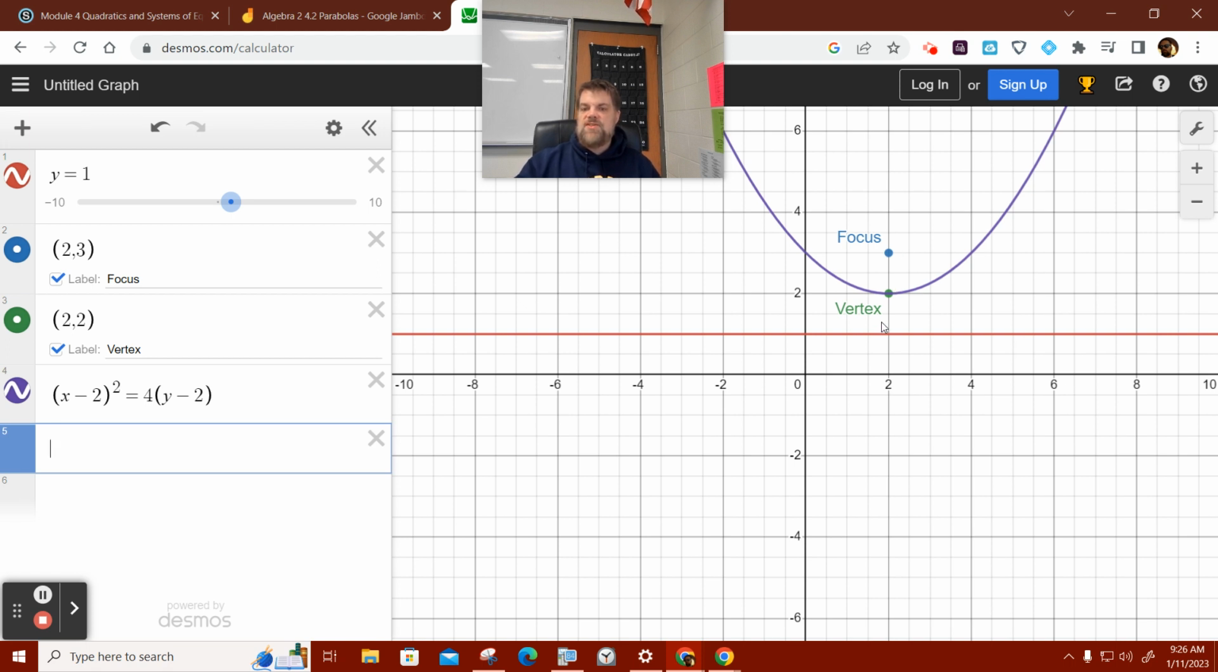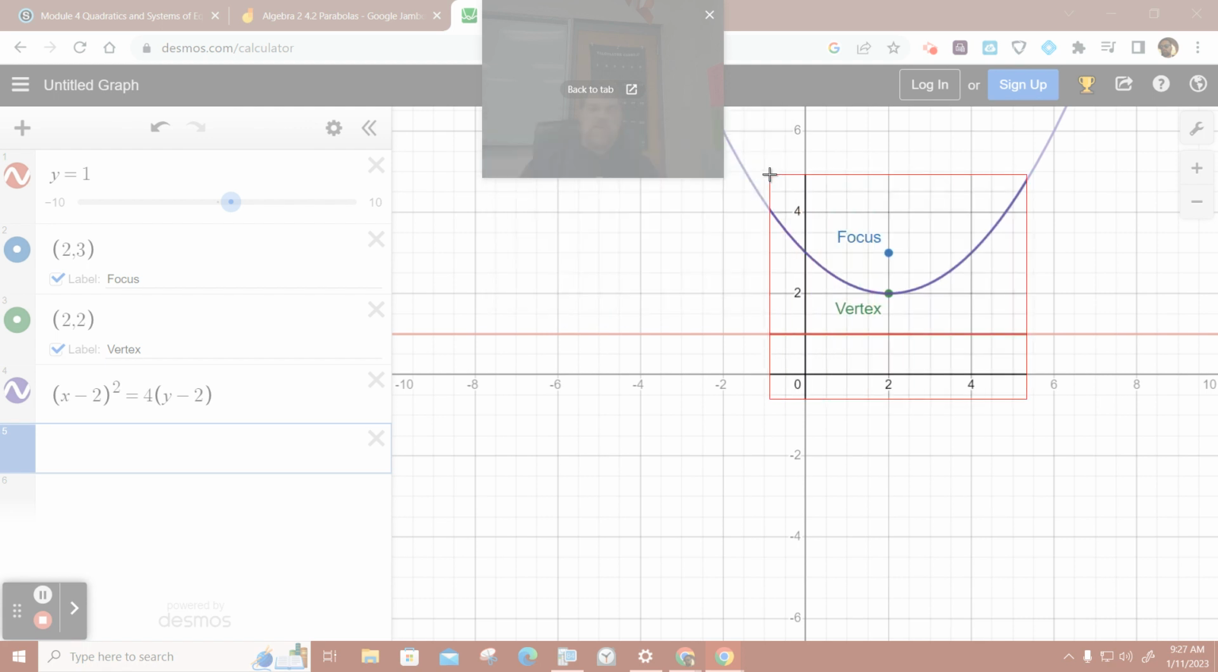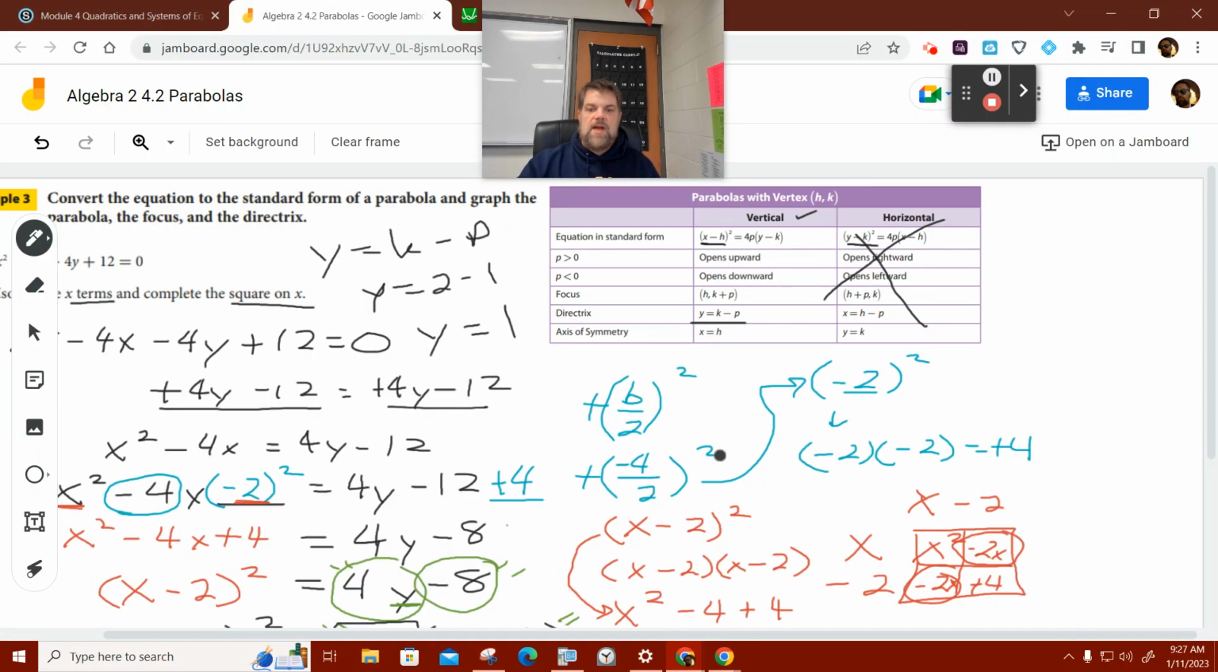A student said that this is equidistant. In other words, the vertex is 1 unit away from the directrix, and the vertex is 1 unit away from the focus. That's the very definition of the parabola, right? It's equidistant from the focus to the parabola, and from the parabola to the directrix. So everything looks legit. Let me make a copy of this, then we'll double check it with that table telling us a bunch of information. So I'm going to put this, if I can fit it in here.